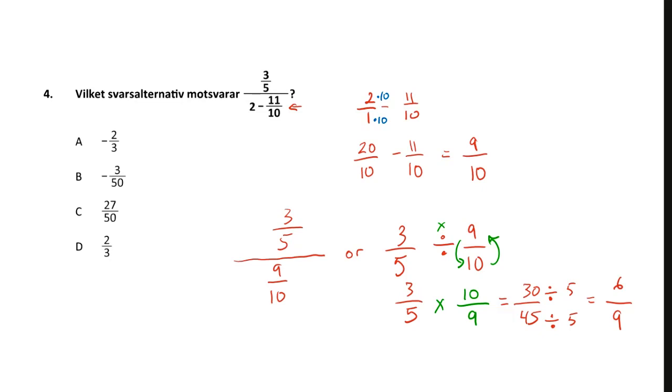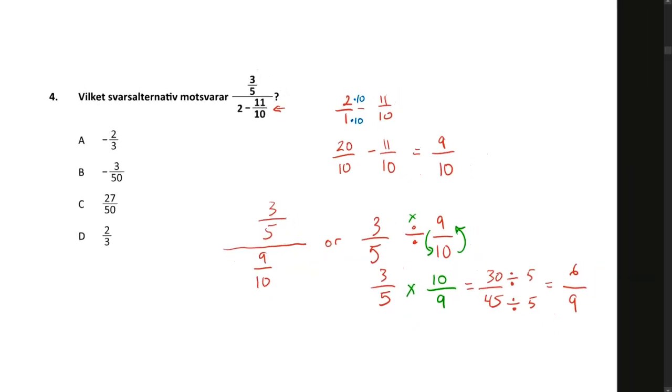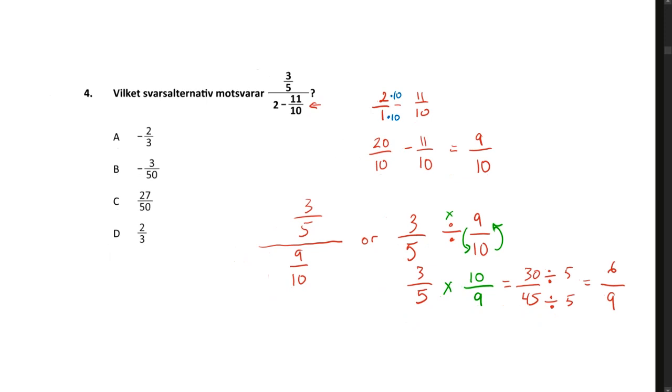Usually the answers are in simplest form. So 6 over 9 is close to simplest form, but it's not quite simplest form. You know it's in the simplest form when you cannot divide the top and the bottom numbers by anything else. When we look at 6 and 9, we know that they have factors of 3. So if we divide this, we get 2 over 3, which is the answer D.